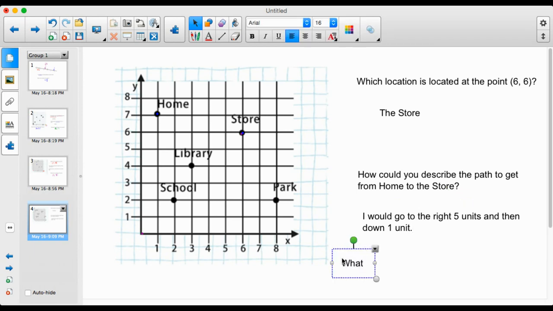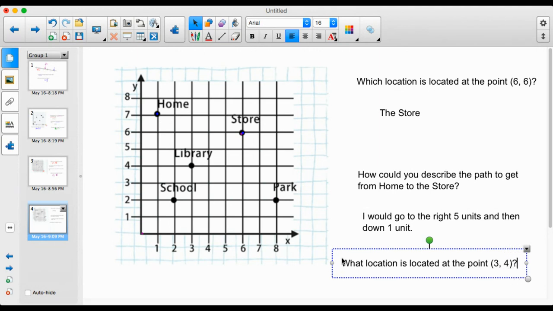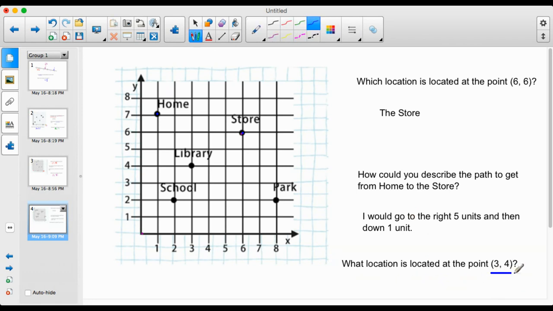I'm going to give us one more just for fun. I'm going to say what location is located at the point 3, 4. This is going to be our last question. So I'm looking for a point that is at 3, 4. So I know my first coordinate is my x coordinate. So I start at my origin and I go over first. So I'm going to go 1, 2, 3. Then I have to go up 4. 1, 2, 3, 4. And there's my winner. It's the library. So my answer there would be library.